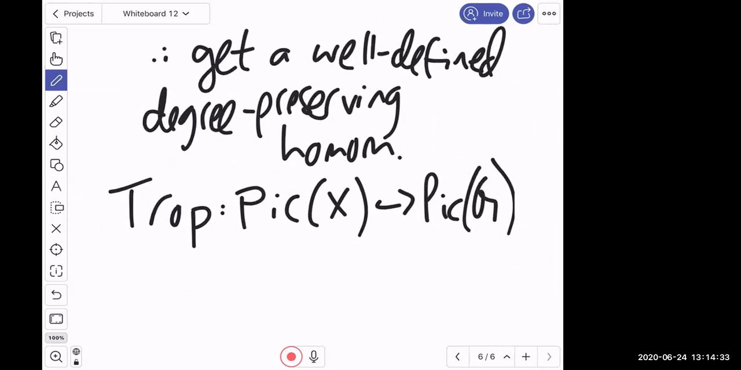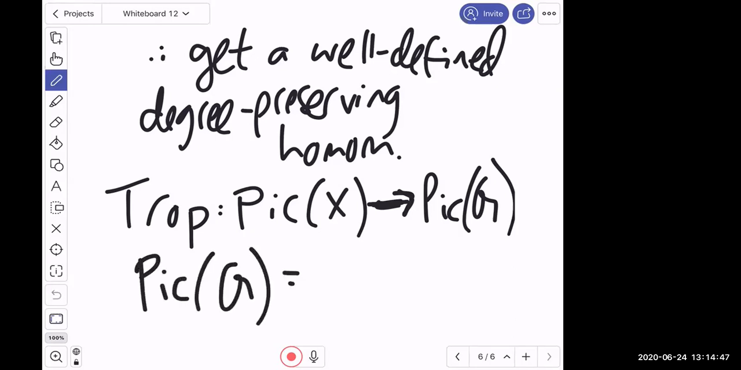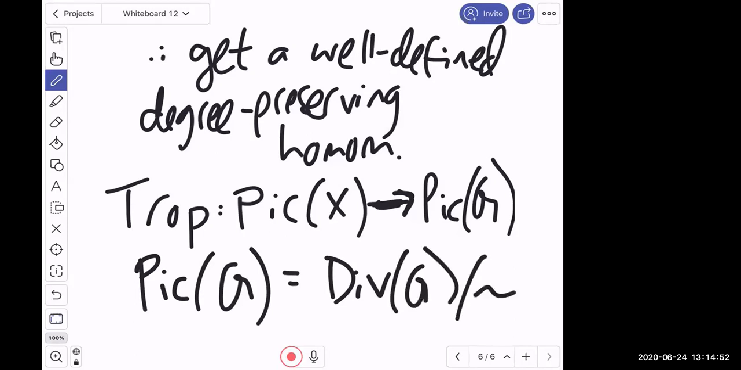Actually, did I define it? I think I defined the Picard group, but that's not supposed to be injective. That just means my pen slipped as I was writing. And the Picard group of the graph, in case I didn't define it, is the set of divisors on the graph, which I know I did define, modulo the linear equivalence relation that I defined before.